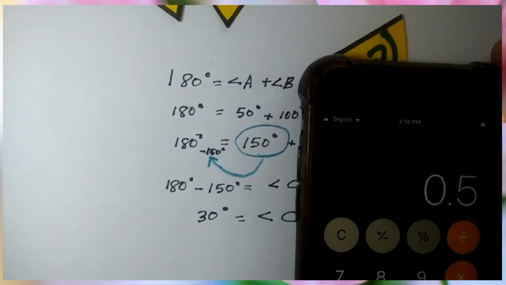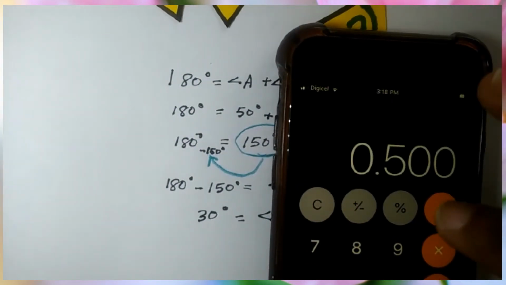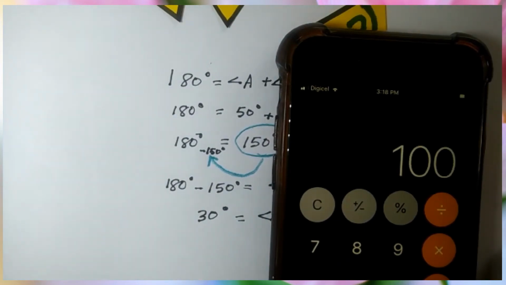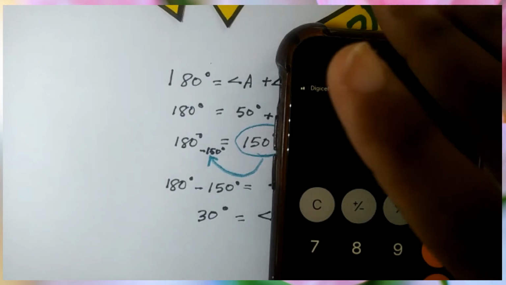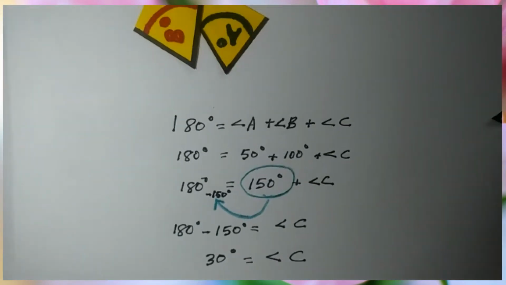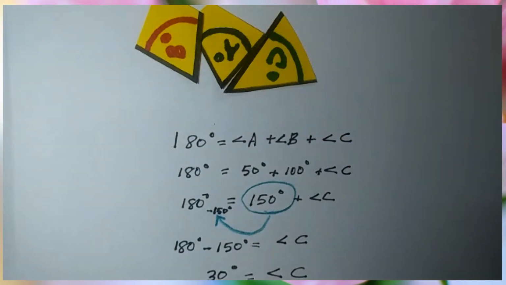The 50 plus 100 for the B plus my 30 for the C will give me, voila, 180 degrees. So I can find the missing angle inside of a triangle by subtracting from 180 the sum of the two known angles.